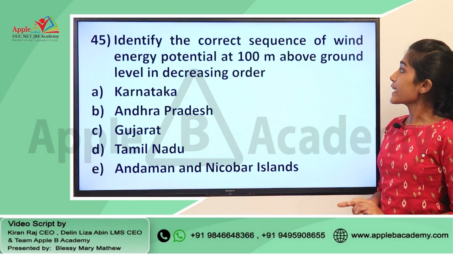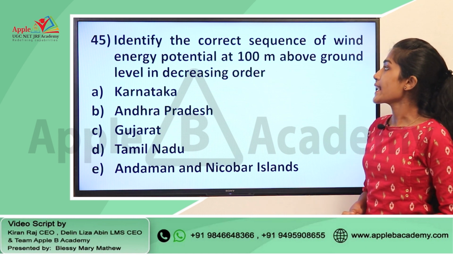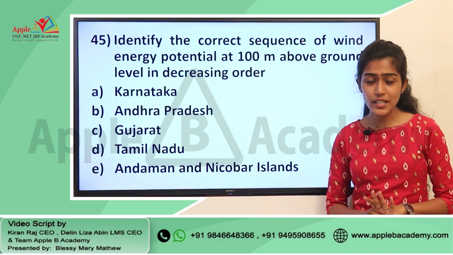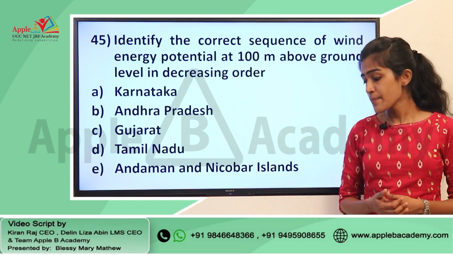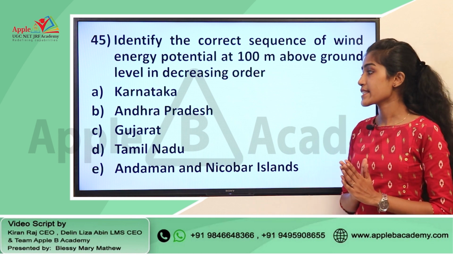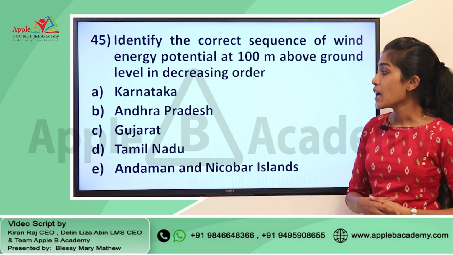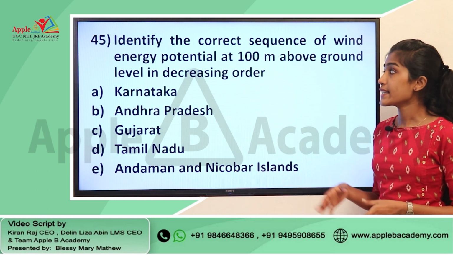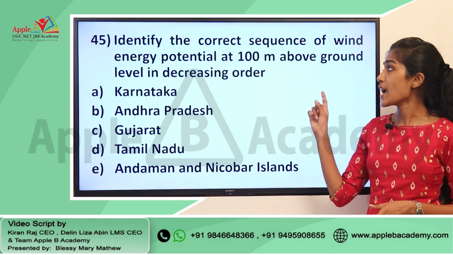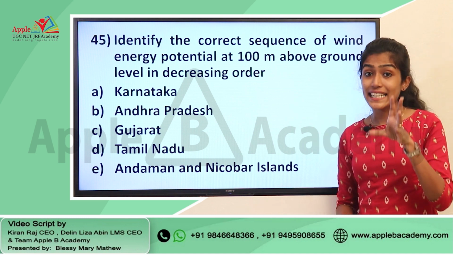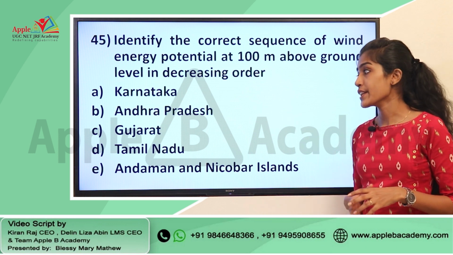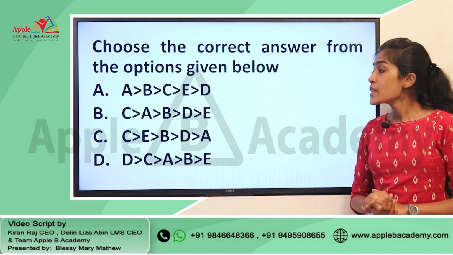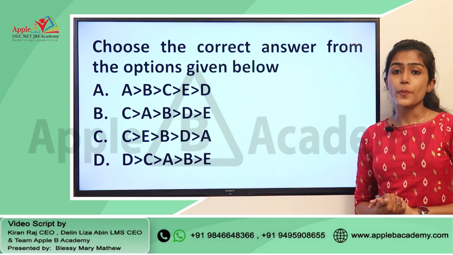Next question: identify the correct sequence of wind energy potential at 100 meters above ground level in decreasing order. Again, this is a general question from the module People Development and Environment. We have been given various states here: Karnataka, Andhra Pradesh, Gujarat, Tamil Nadu, and Andaman and Nicobar Islands. We have to sequence these given options in decreasing order. That is very important. The right answer given for this question is option B.